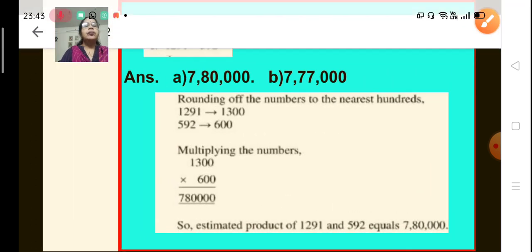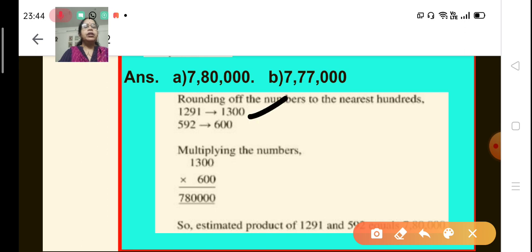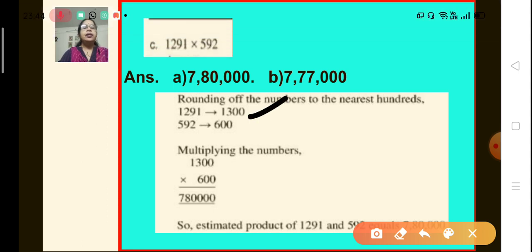Next question. We have to find the product of 1,291 and 592. So, 1,291 can be rounded off as 1,300, okay, 1,300, and 592 can be rounded off as 600. So, multiplying 1,300 and 600, we get 7,80,000. So, what is the right option? 7,80,000 is the right answer.